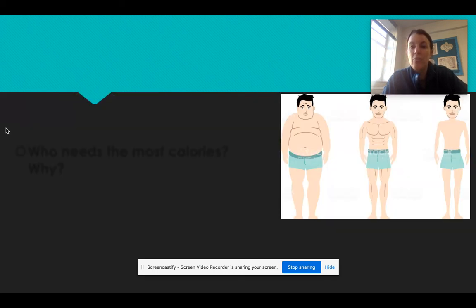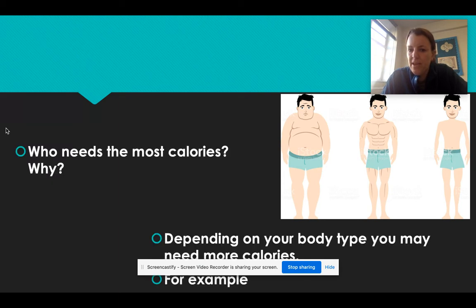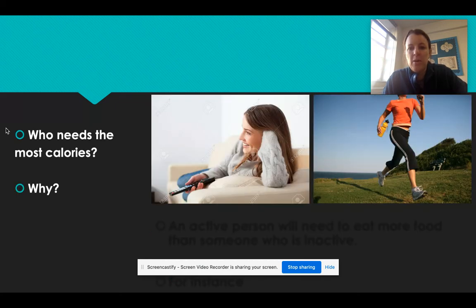Let's have a think about your body type. Seen these images before? We've got an endomorph on the left, a mesomorph in the middle, and an ectomorph on the right. Who needs the most calories? Depending on your body type, you may need more calories. So the endomorph on the left might need more calories for their body to function than the ectomorph on the right.